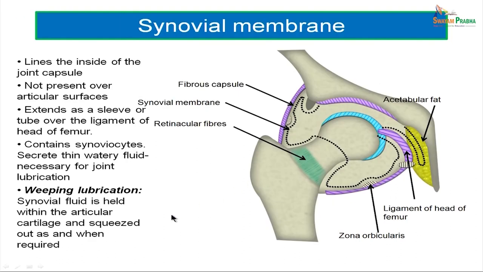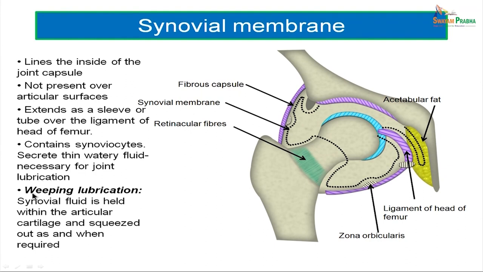Next we come to the synovial membrane. As you know, the synovial membrane lines the inside of the joint capsule, and it is not present over the articular surfaces. If you see this particular picture, this stippled line shows the synovial membrane, which is lining the inner aspect of the fibrous capsule, and the synovial membrane is not present over the articular surfaces. The synovial membrane contains synoviocytes, which secrete a thin watery fluid, which is necessary for joint lubrication.